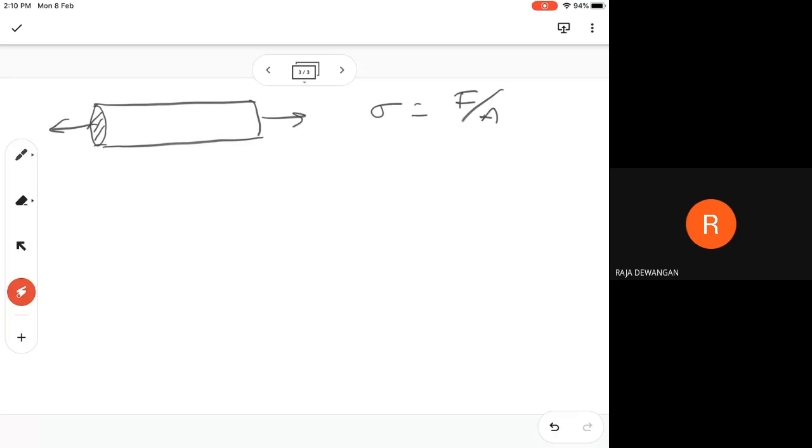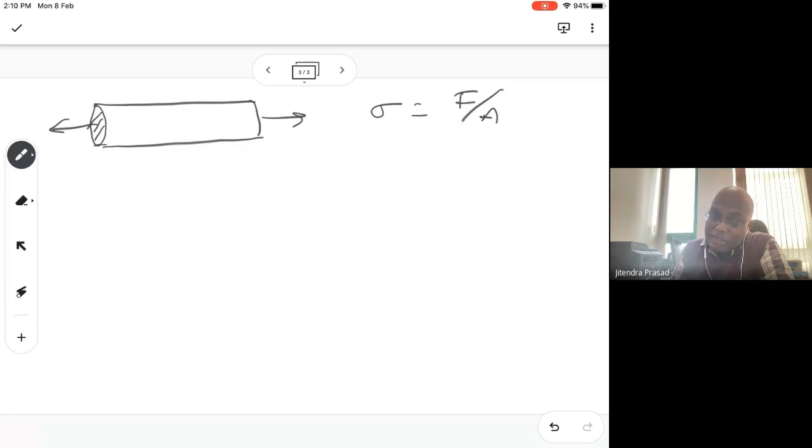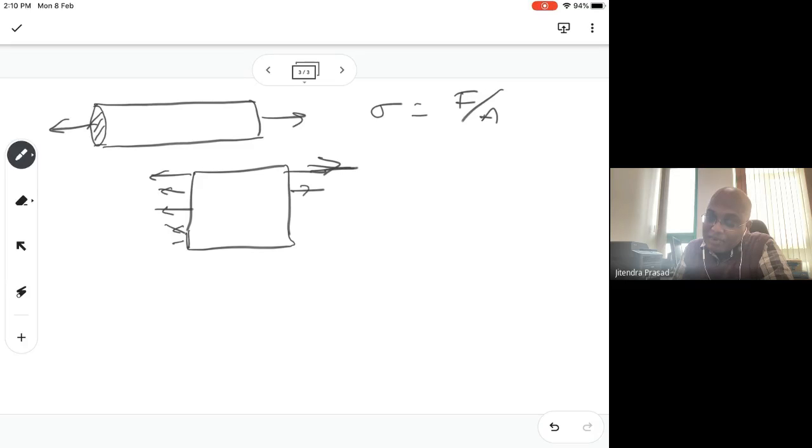This becomes 2D if you have a load like this. In that case, what happens? Force can change depending on your Y, right? Here force is different, here different, here different. This is a 2D problem. Meaning that your force will also change as you change Y.